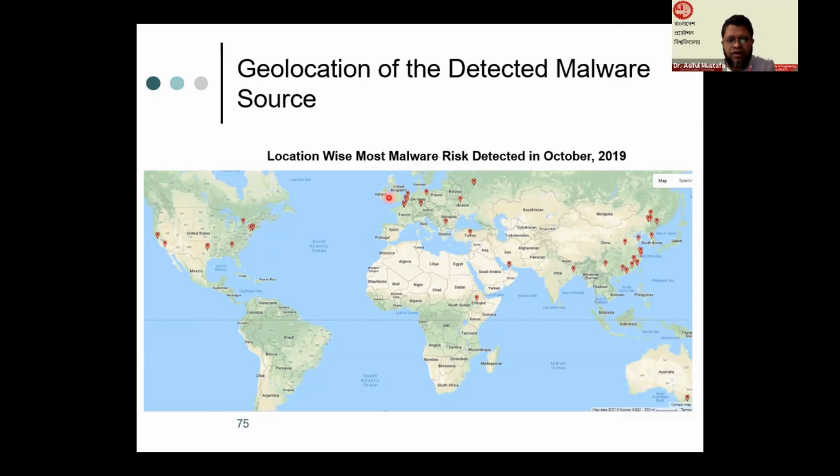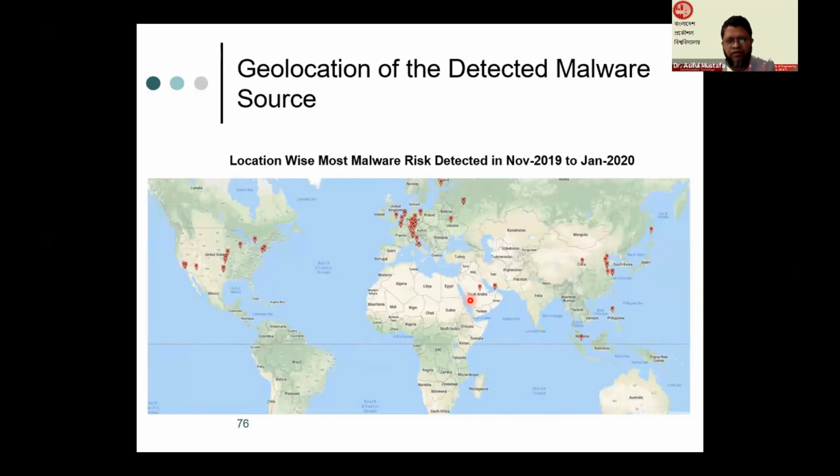We see attacks from the Europe region, from different countries. We see attacks from the US, from different states. We see some attacks from China, different regions of China, and also some attacks from India and Africa as well. If you rank this, this is from October, and this is from November to January. We basically see similar trends. The Europe locations, the US locations, and the China locations are mostly where the attacks originate from.